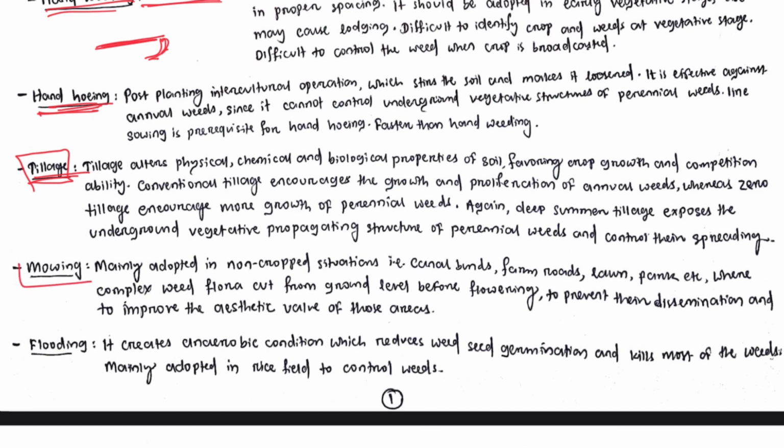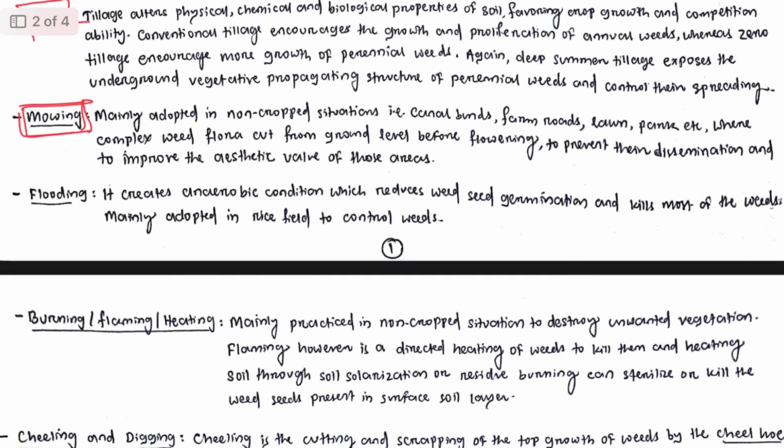Then mowing, you must have heard about the lawn mower. What it does is cut the grasses from the surface layer, right? If I ask you, can we use a mower in a crop field or not? The answer is no, we can't, because it may damage the crop if we are not handling it properly. It is basically used for controlling weeds in canal bunds, farm roads, lawns, parks, etc. Right? Then flooding is another method of weed control.